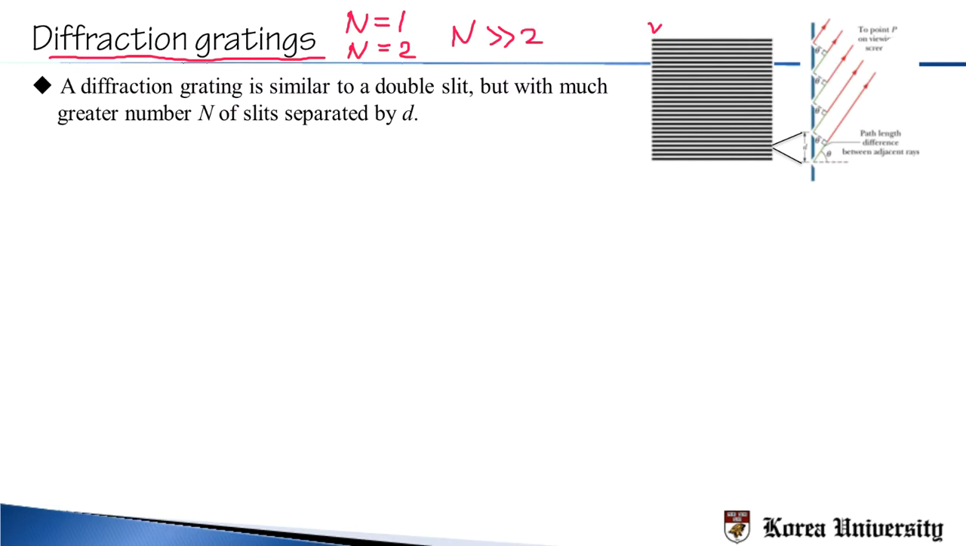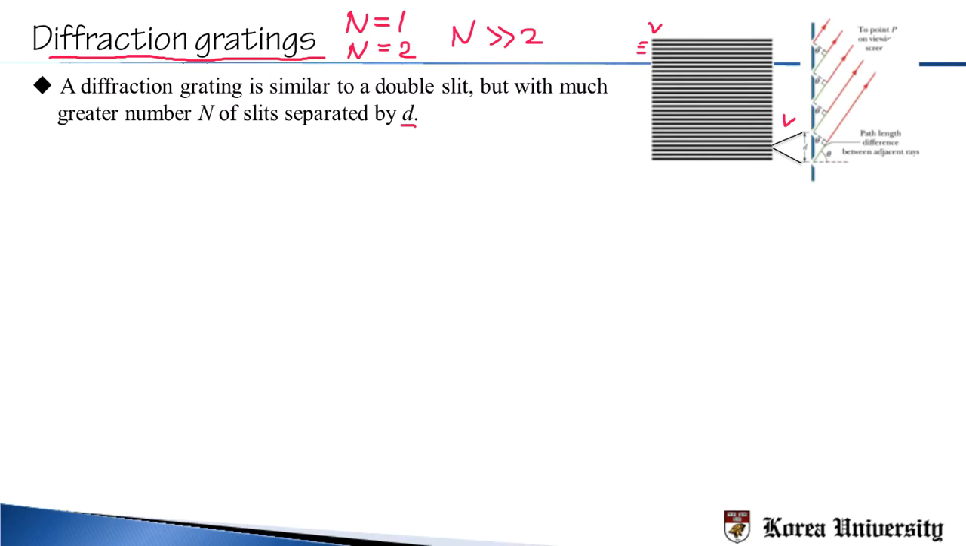Okay, and it looks like this. Here every white line corresponds to a slit, and there are many of them, right? Okay, so this diffraction grating is very useful in optics, and we will see why. Okay, and then we still consider that each slit is separated by distance d, just like here. And what we want to know here is their constructive interference condition and also the destructive interference condition.